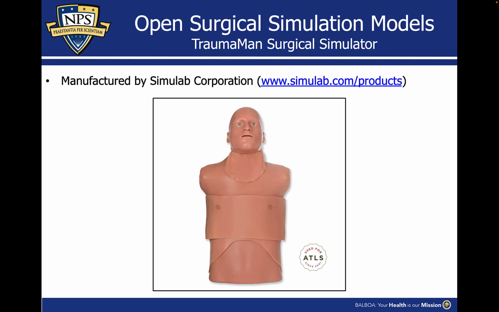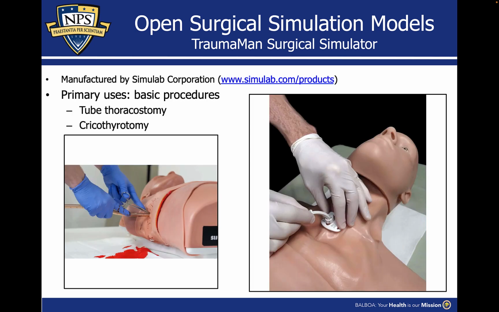The first open surgical simulation model I'd like to discuss is the TraumaMan surgical simulator. It's manufactured by Simulab Corporation, and a picture of it is what you see here. This is typically what you'd find and use in an ATLS classroom. Primary uses for this mannequin would be for tube thoracostomy or a chest tube insertion, or a cricothyrotomy or a surgical airway.